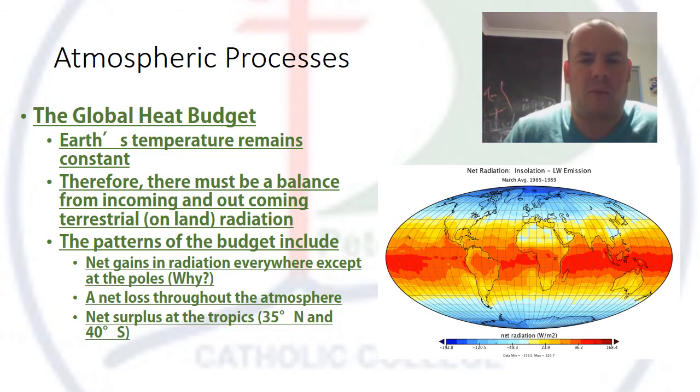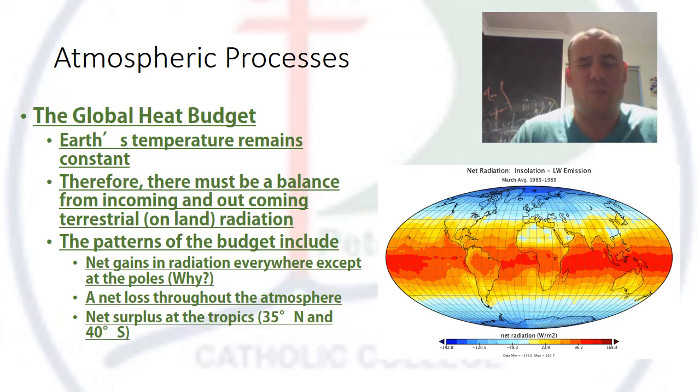All the atmospheric processes lead to a global heat budget. A budget is a set amount, and in this case of heat. Obviously the Earth's temperature does remain constant overall, therefore there must be some sort of balance of incoming and outgoing radiation. These are the basic patterns. Basically we get net gains in radiation everywhere except at the poles.